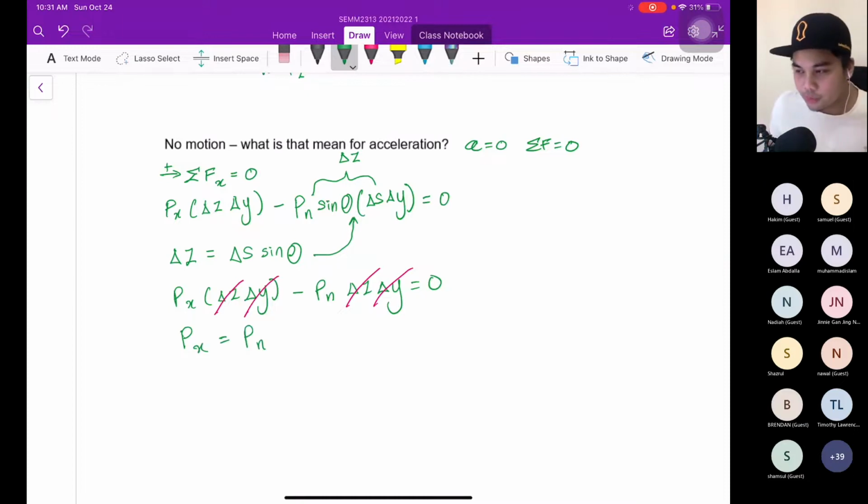So what can you deduce? What reason can you give from this equation? The pressure in the x direction is, what do you think?